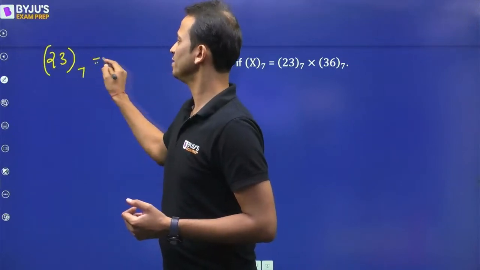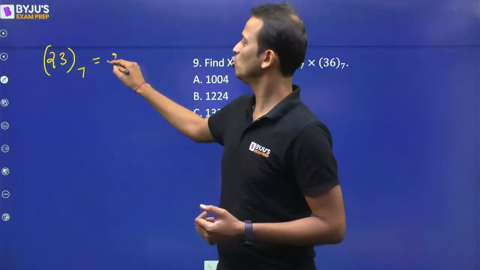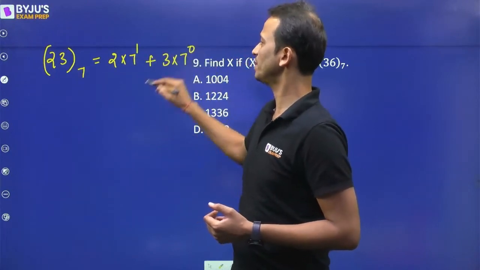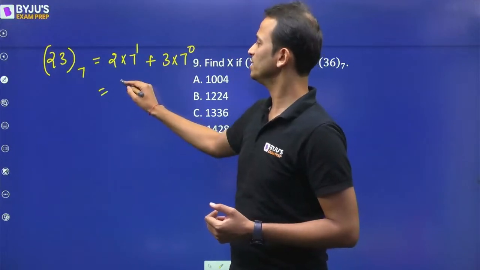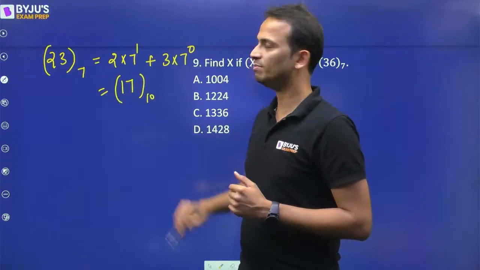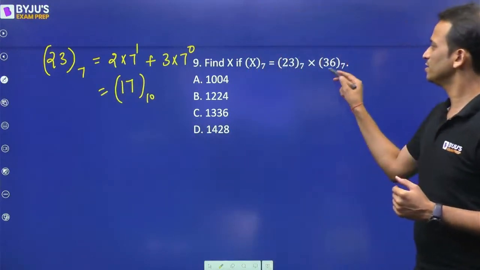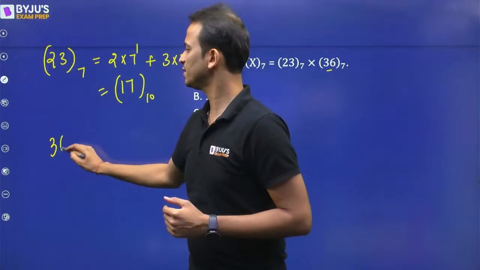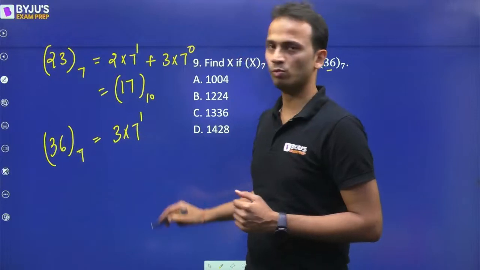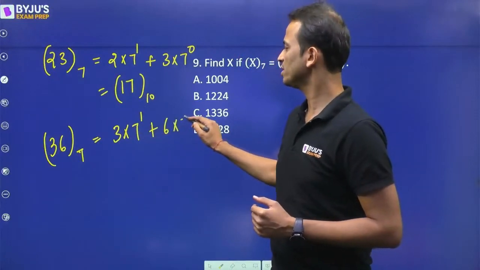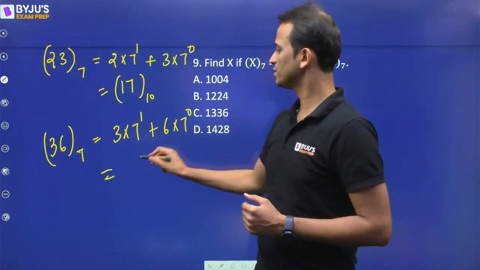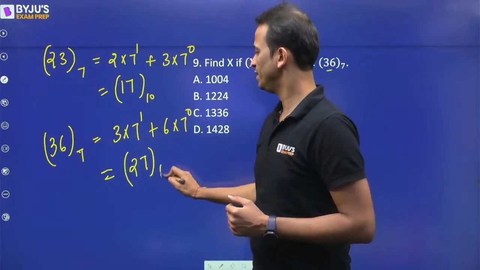So 23 in base 7 can be written as 2 multiplied by 7 raised to the power 1 plus 3 multiplied by 7 raised to the power 0. So 14 plus 3, 17. So 23 in base 7 will become 17 in base 10. Next number, 36. Now 36 in base 7 can be written as 3 into 7 raised to the power 1 plus 6 into 7 raised to the power 0. So this is in base 10. So 21 plus 6, 27 in base 10.